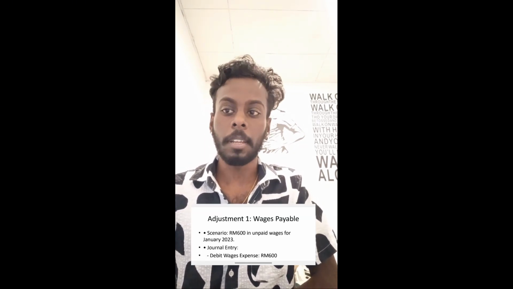So moving to the first part, which is wages payable. Let's start with the adjustment for wages payable. As of January 31st, QPS Trading has RM600 in unpaid wages for work performed during the month. This is an example of accrual. We recorded the expense incurred but not yet paid.